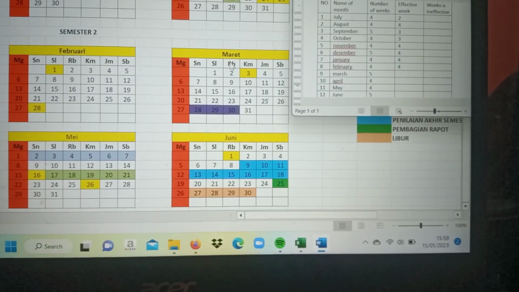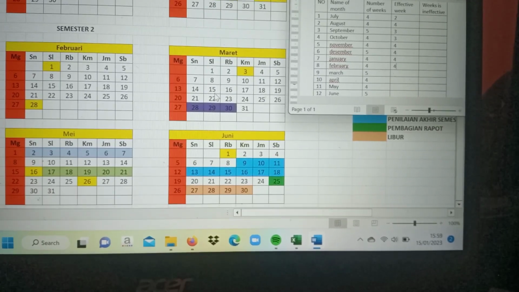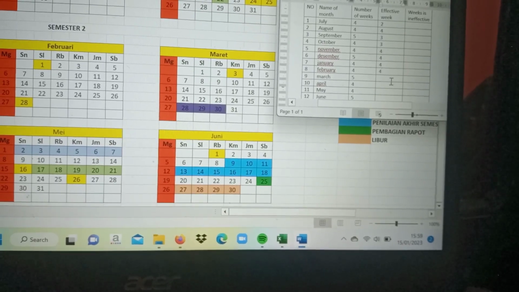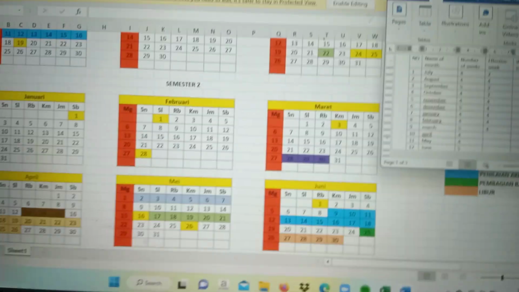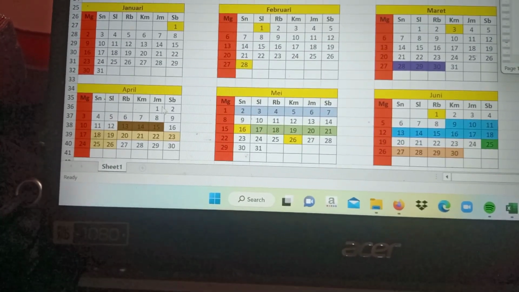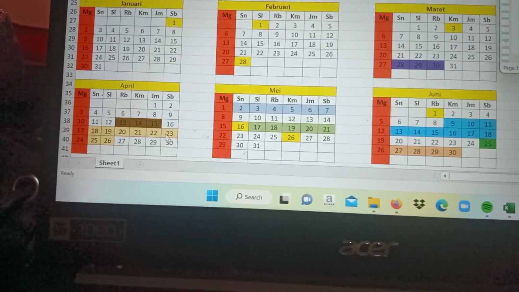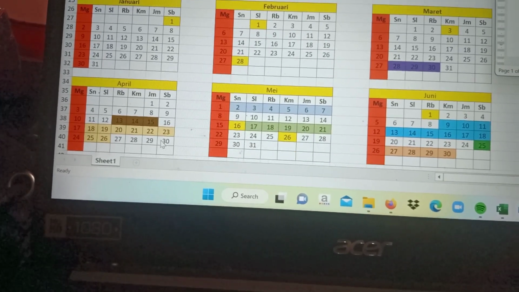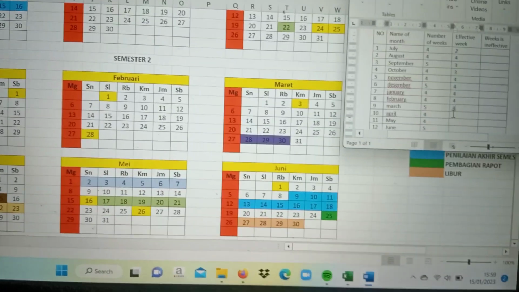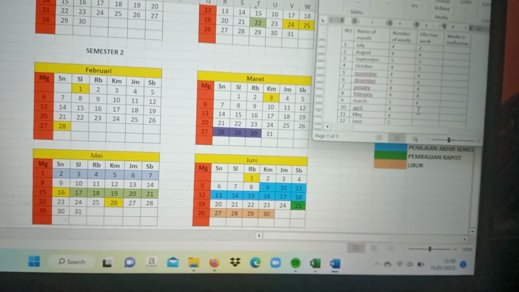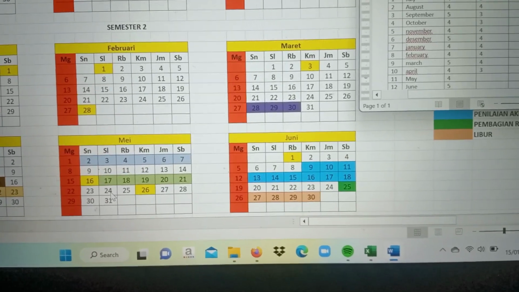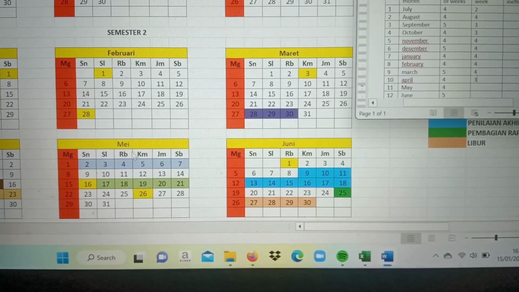Next, in March there are 1, 2, 3, 4. In March there are 4 effective weeks. And in April there are 1, 2, 3. 3 effective weeks in April. Next, in May there are 1, 2. 2 effective weeks in May.